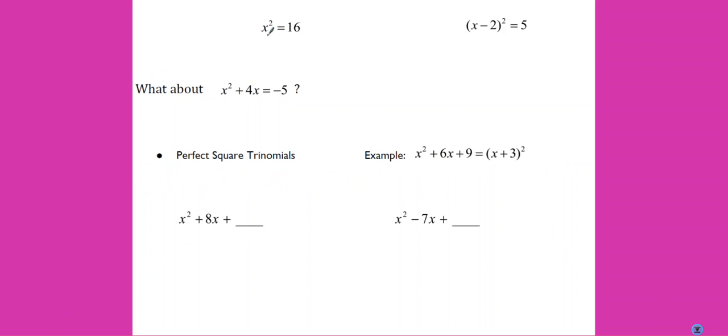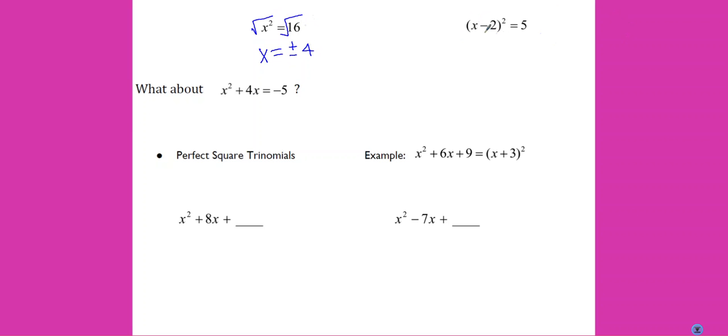So, if we just have an x squared equal to a number, we can solve this by square rooting both sides. And we would get that x equals plus or minus 4, because positive 4 squared is 16, and negative 4 squared is also 16.